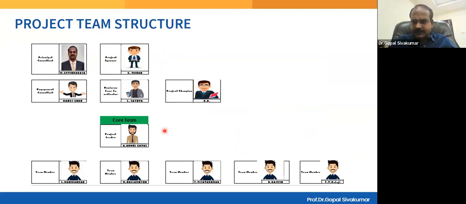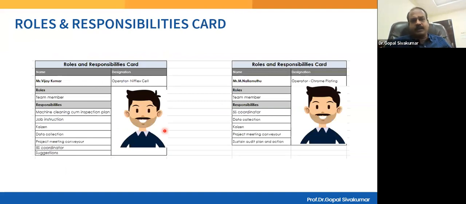So project team structure, overall involved, you can show the sponsor, champion, project leader, and team members with a kind of layout. Similarly, for each and every team member, their roles and responsibilities can be defined and shared. All these things will bring more clarity. People will understand their responsibility as part of the project team and then try to deliver.